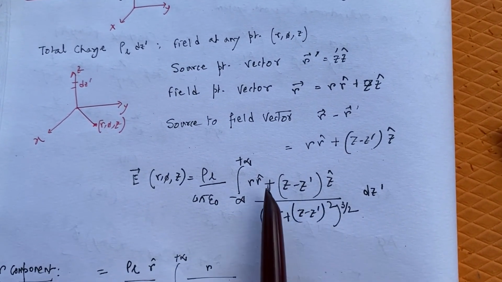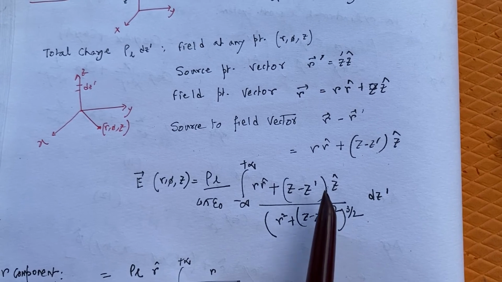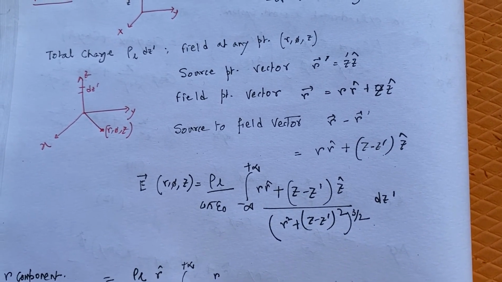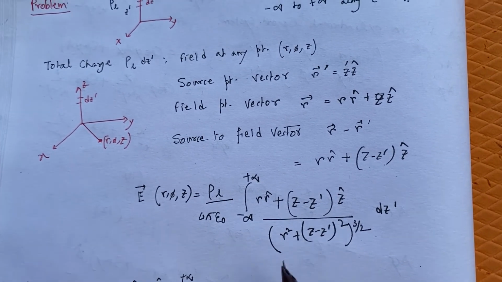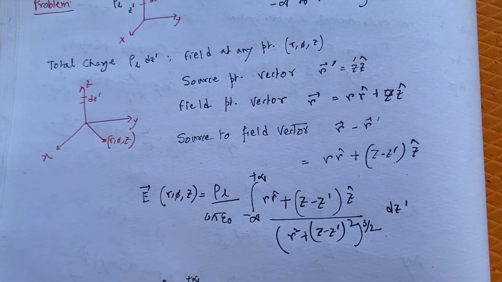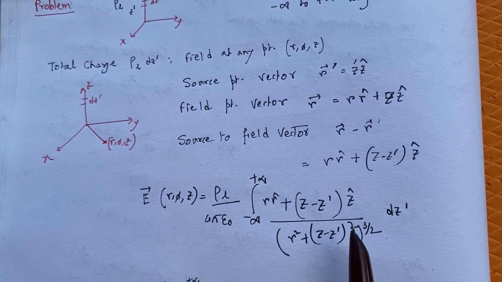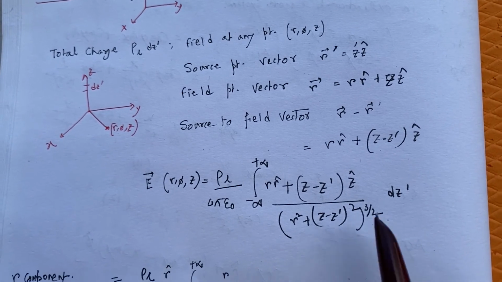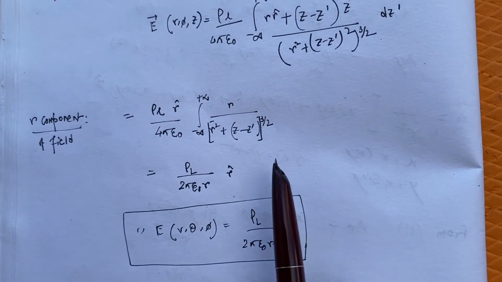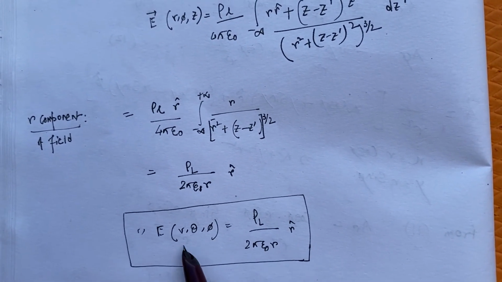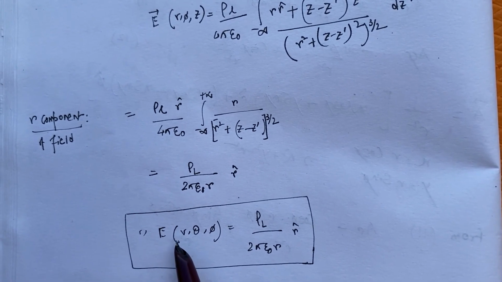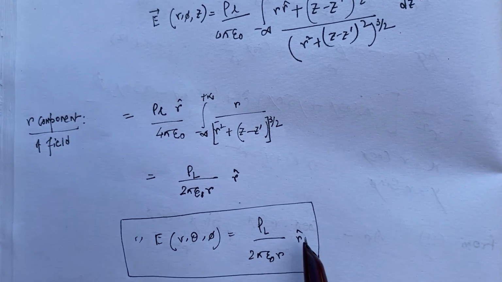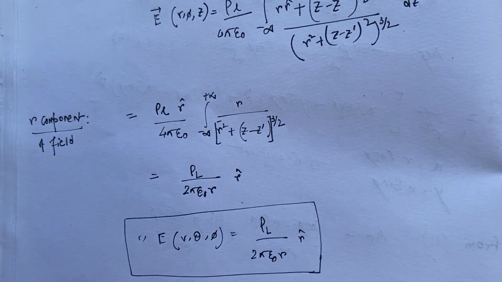The dependencies are on r and z, but I have told you that because of the symmetry of the problem, there will be no phi dependence and no z dependence. So we can safely rule out the z dependence in this integrand, and then the integration over z prime gives me this result, and this is the electric field at the coordinate r phi z, which depends on r hat only, as I have just explained.